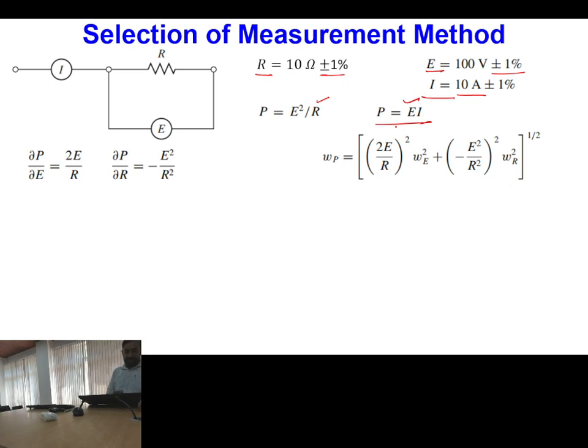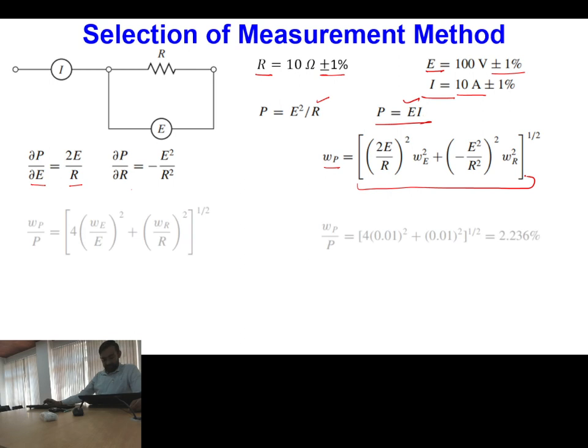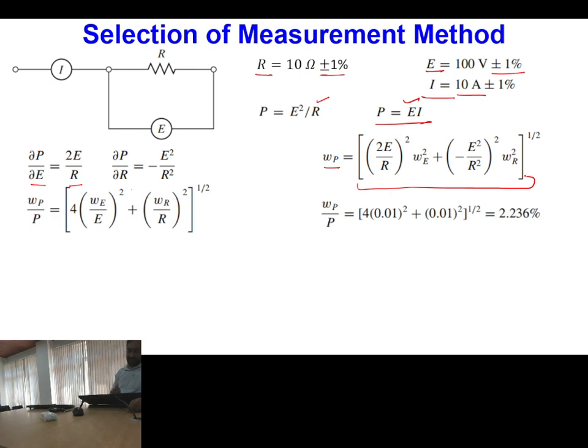If I use the first method, then first I will be using del P by del E, which becomes 2E by R, and del P by del R, which becomes minus E square by R square. Using this method, this will be my final formulation of uncertainty in measurement of power. If you calculate uncertainty using this method, you will get it in the range of 2.236%.